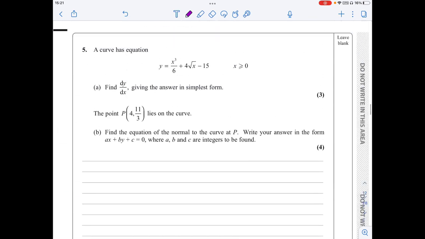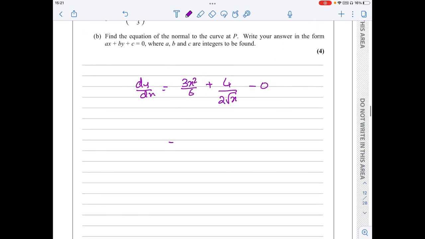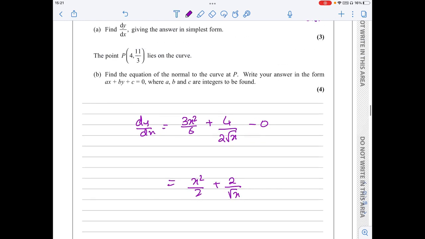Question number 5. A curve has an equation, find dy by dx. So dy by dx equals 3x squared upon 6 plus 4 square root of x, derivative is 1 upon 2 root x. Easy to remember, square root x derivative is 1 upon 2 root x. Minus 15, derivative is 0. So when I simplify, it becomes x squared upon 2 plus 2 upon square root x. The point P 4, 11 upon 3 lies on the curve. Find the equation of the normal.